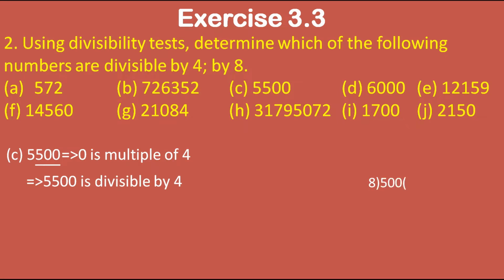So, 8 sixes are 48. 50 minus 48 gives 2. 0 came down. 8 twos are 16. As we are getting the remainder 4, therefore, the number is not divisible by 8.